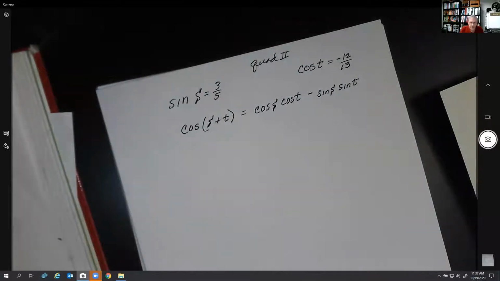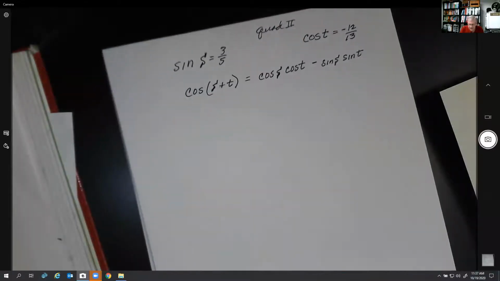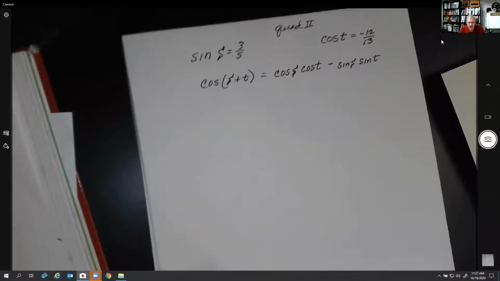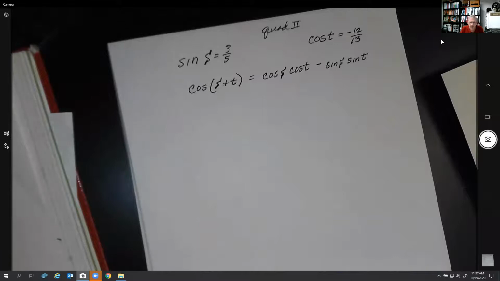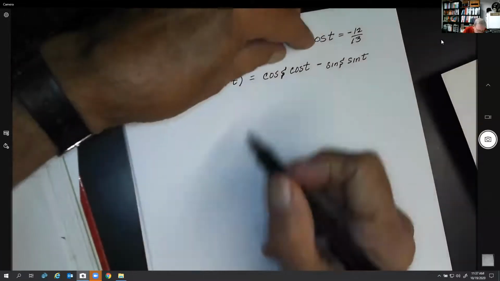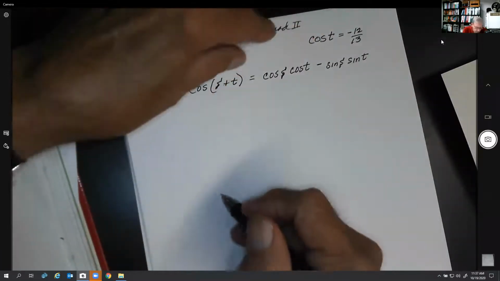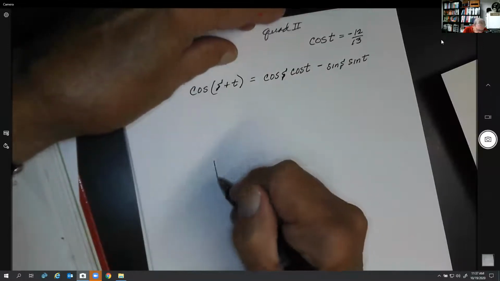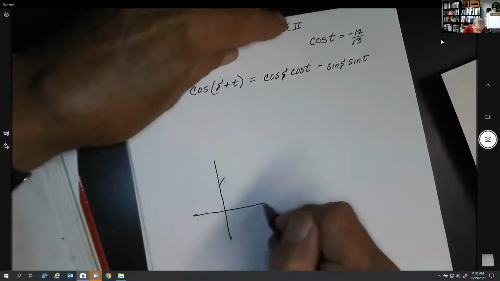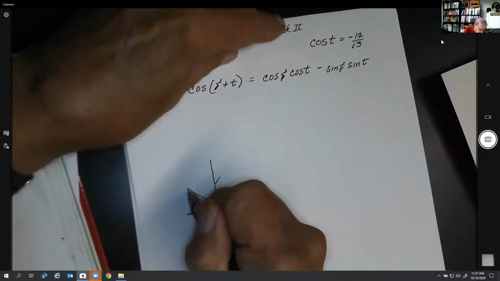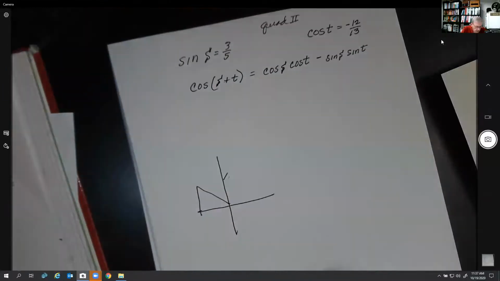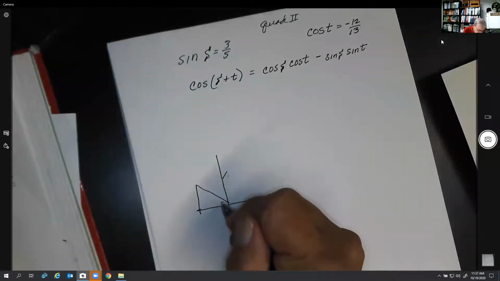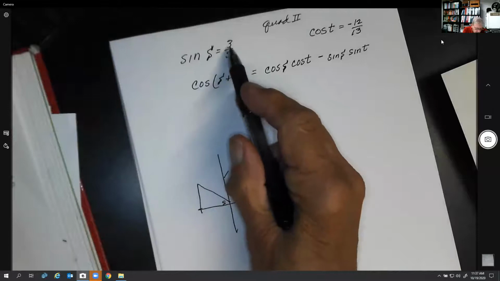Well, I like to do it this way. There's a couple of different ways. The book shows you 2 ways to do this, but I think drawing a triangle is the easiest for me. So I'm going to go down here a little bit and draw this triangle. Wait a second. We're in the second quadrant, so let's draw the triangle in the second quadrant. And let's start out with this one. Let's call this angle S, and the sine is 3/5.